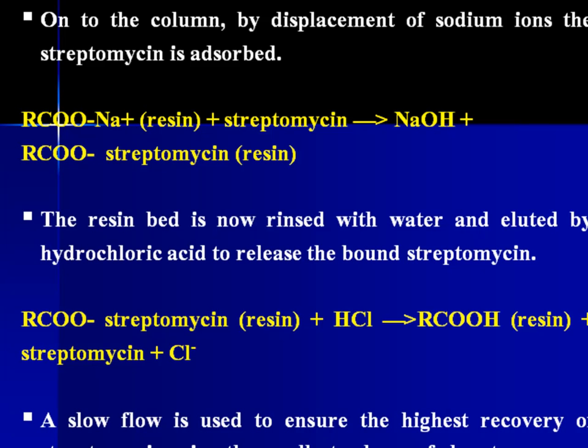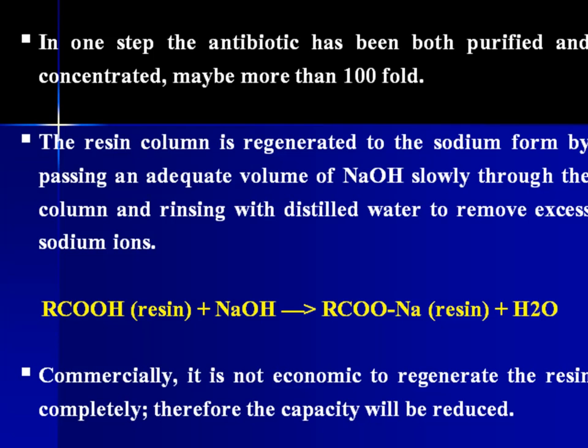Onto the column, by displacement of sodium ions, the streptomycin is adsorbed. The resin bed is now rinsed with water and eluted by hydrochloric acid to release the bound streptomycin. A slow flow is used to ensure the highest recovery of streptomycin using the smallest volume of eluent. In one step, the antibiotic has been both purified and concentrated, maybe more than 100-fold.